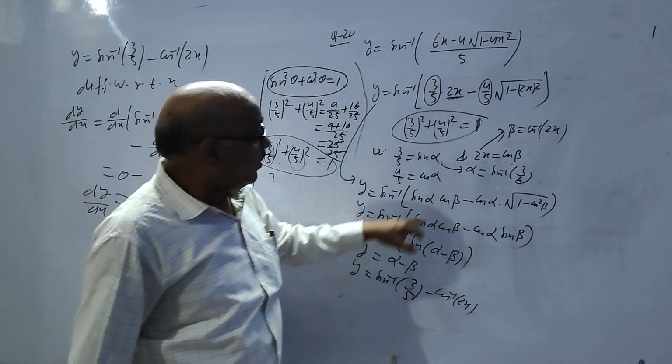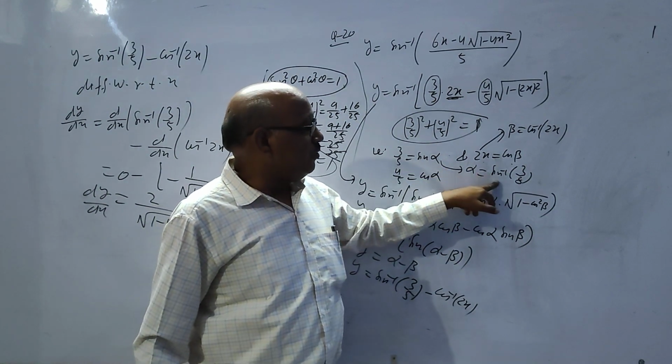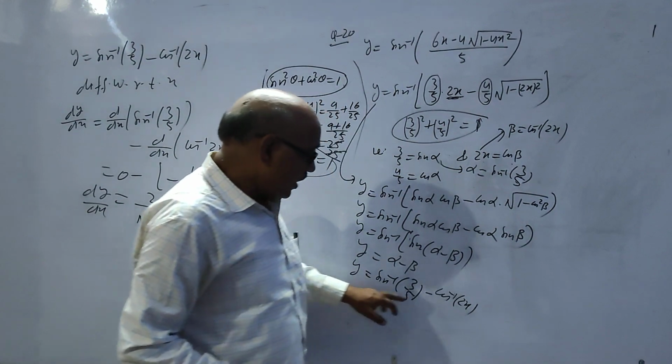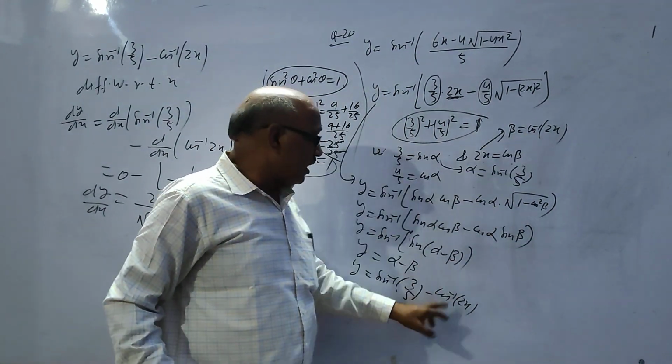In place of alpha, what have I substituted? That is sin inverse 3 upon 5. And now in place of beta, what have I substituted? That is cos inverse 2x.